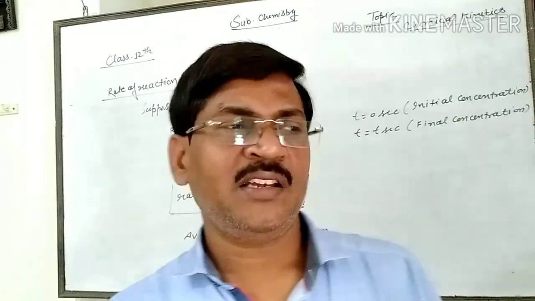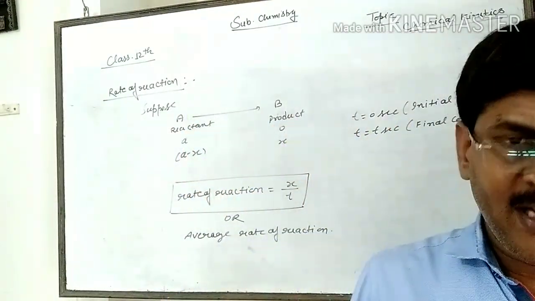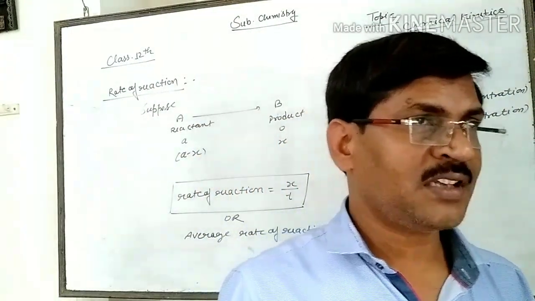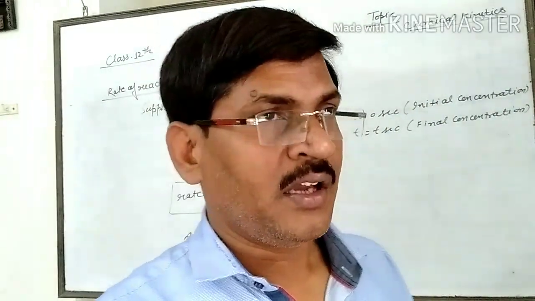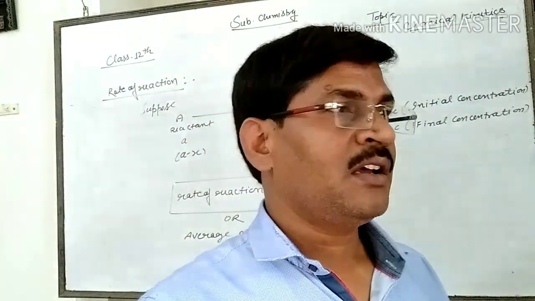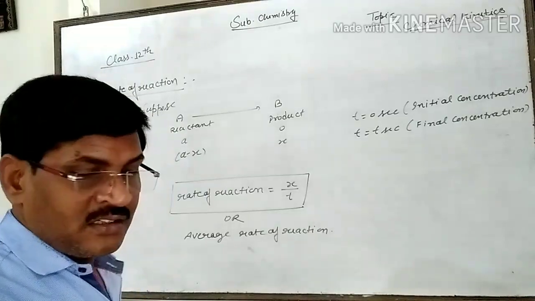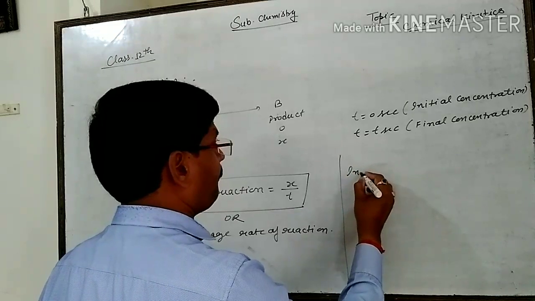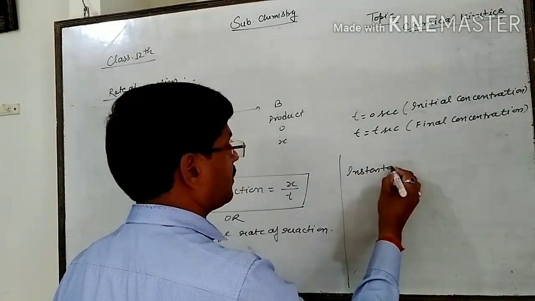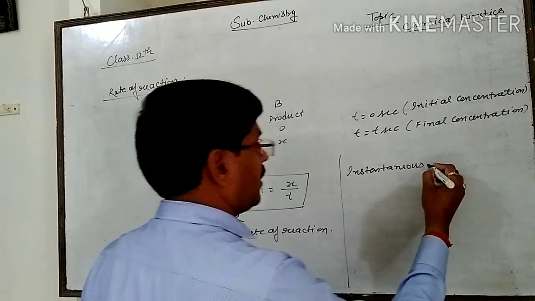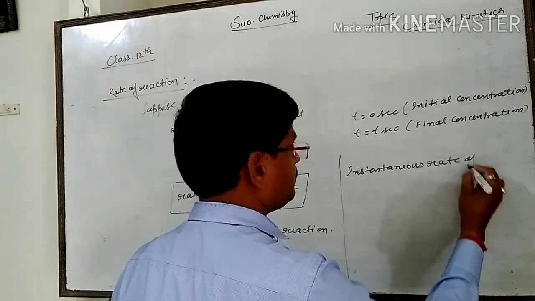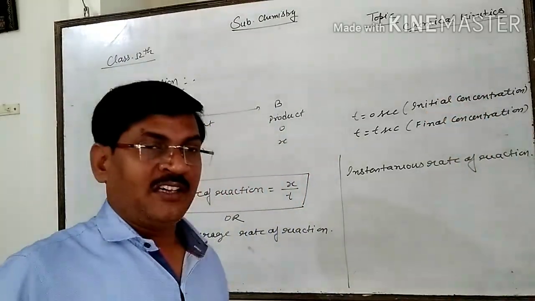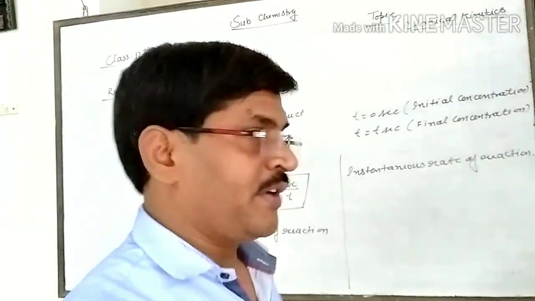But there are many reactions in which the change in the concentration of the reactants into products occurs, but that change is very, very small. If this change is very, very small, then it is represented in another terminology, that is the instantaneous rate of reaction. It is represented in terms of the instantaneous rate of reaction.